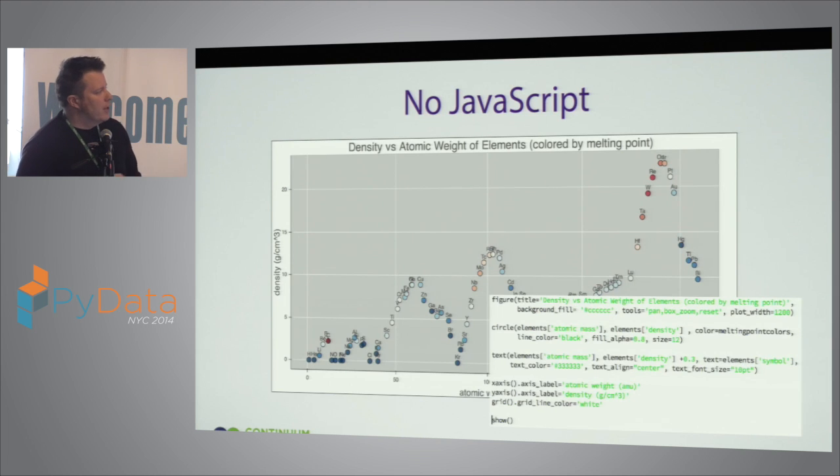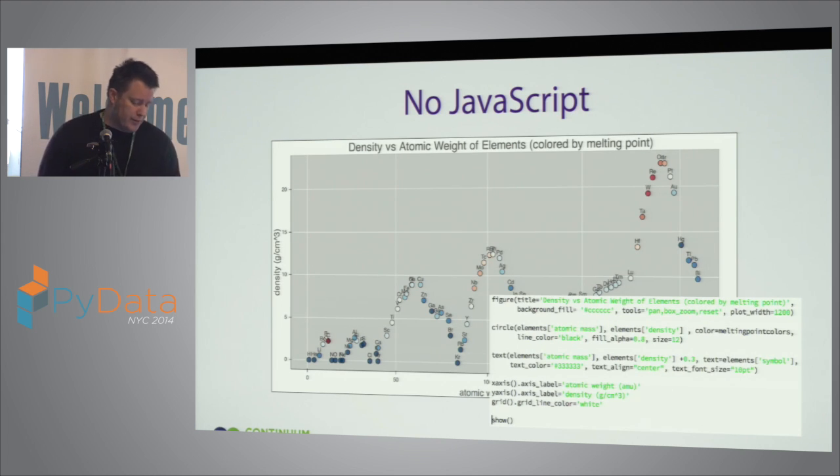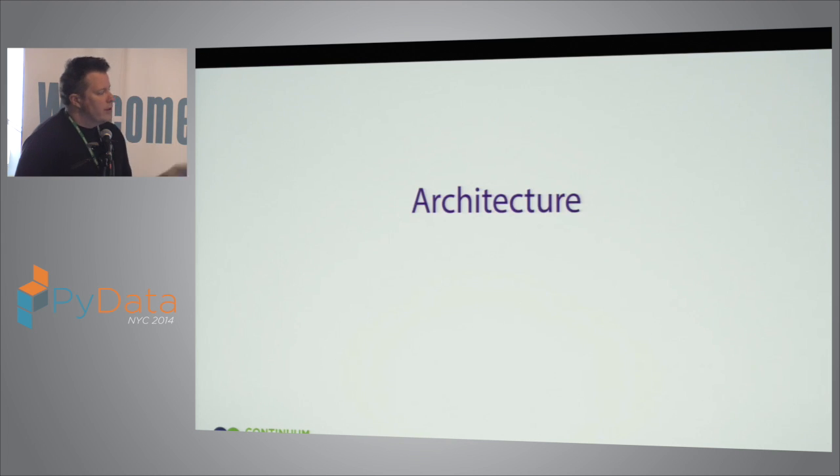Another example, here's just some elements data. This is colored by, I think, their melting point. It's actually a contributor made this chart and donated it to our gallery. We'd love to get more Bokeh charts that people create, to be able to add them to our gallery. That'd be really cool. But anyway, this is again fairly straightforward to create from Python, no JavaScript. So that's the main thing. Maybe just a quick few words about the architecture, and then we'll take some questions.